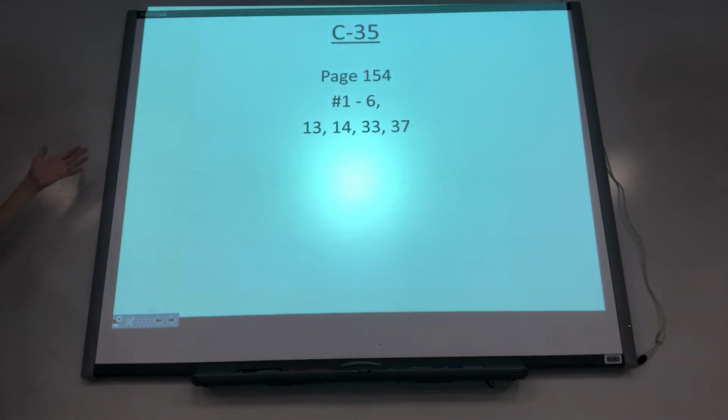Okie doke. Well, assignment is here. This should be C35. Still have about 20 minutes left, so that's pretty good. From page 154, we're doing 1 through 6, and then some randoms, 13, 14, 33, and 37.